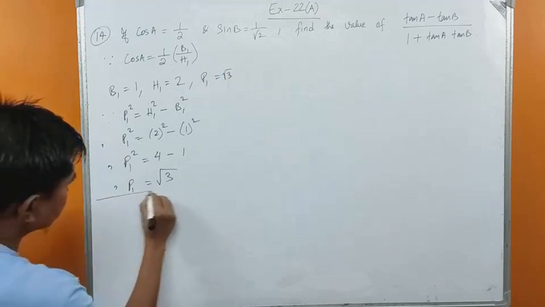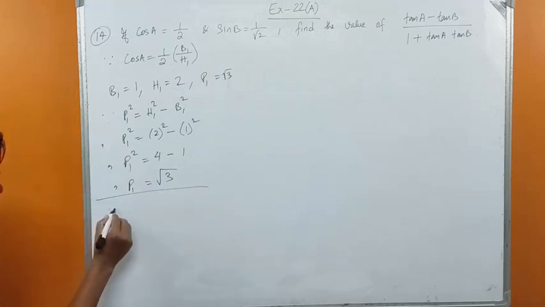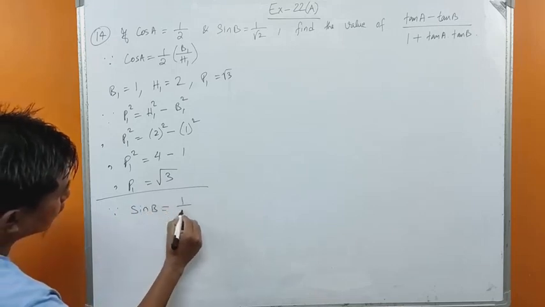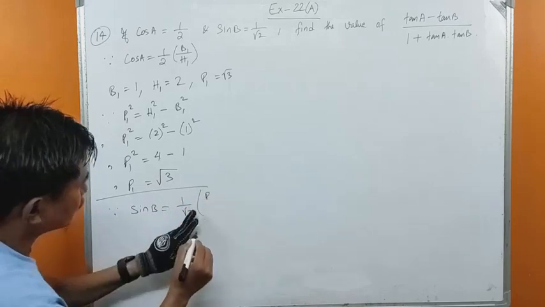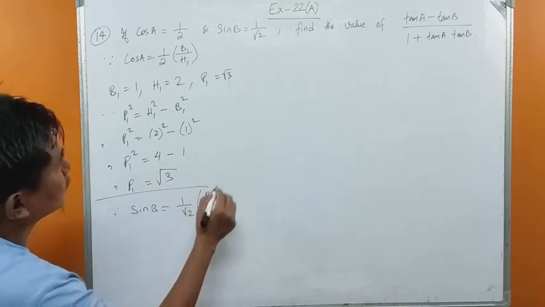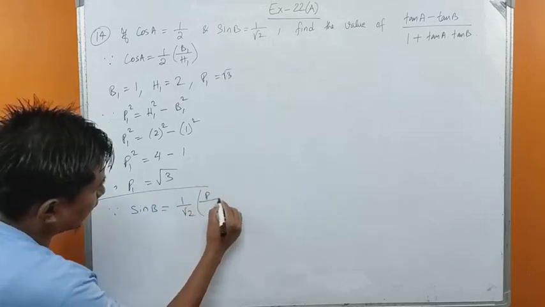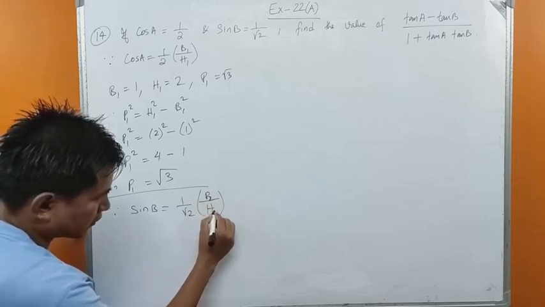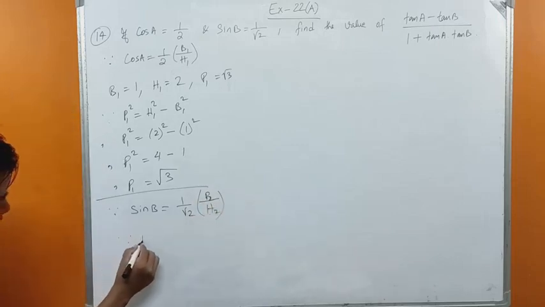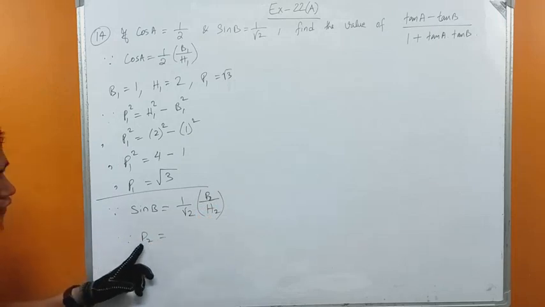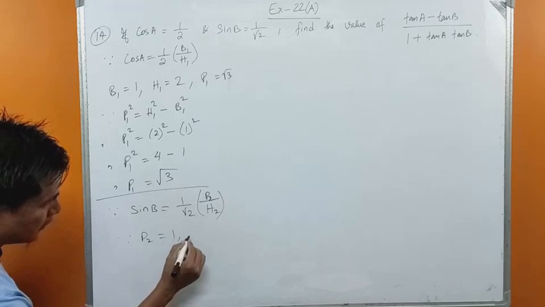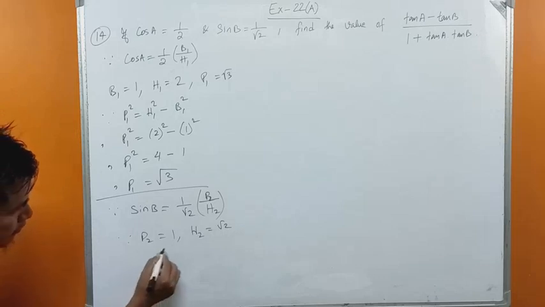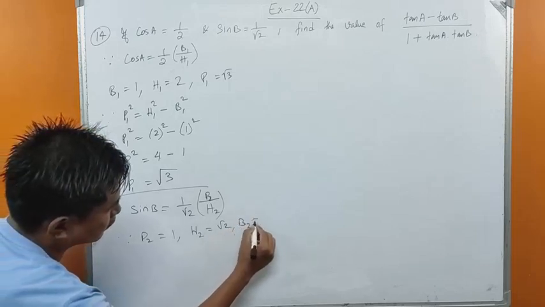Now let us see the second triangle, sin B. Since sin B equals 1 upon root 2, perpendicular is P2 and hypotenuse is H2. So perpendicular for the second triangle, P2, is 1, and hypotenuse for the second triangle, H2, is root 2. Now base is unknown to us, so B2 equals question mark.